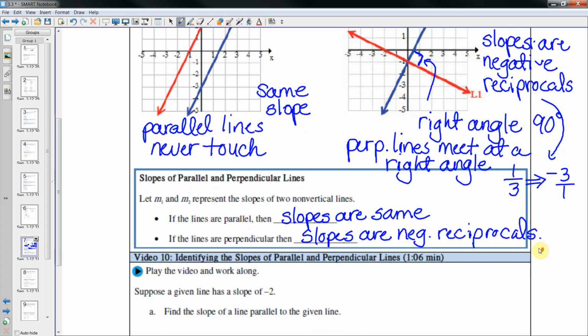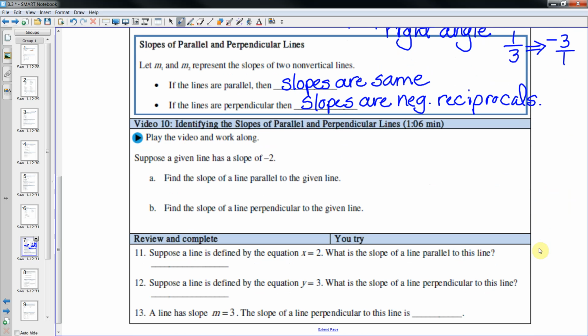So let's look at the kind of examples that they're going to give us. Suppose you have a given line that has a slope of negative 2. Find the slope that is parallel to the given line. Well, it would be the same. So it would be a negative 2 if it's parallel. If it's perpendicular, the given one is negative 2/1 if I want to write that as a fraction. So if I want to get the negative reciprocal, I need to flip it over, 1/2, and I need to change its sign from negative to positive. So I'm flipping it, and then I'm changing the sign. It started out a negative 2/1. The perpendicular line will be positive 1/2.